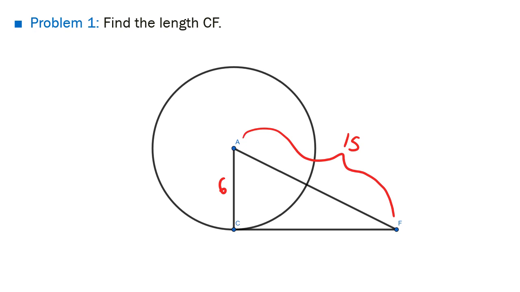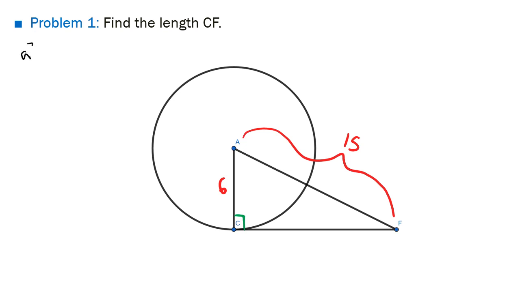All right, so now let's tackle problem 1. It says find the length of CF. Well, this is trying to get us to apply the idea that the radius, which is AC, is perpendicular to the tangent line CF, making this 90-degree angle. Therefore, if you want to find CF, you really have a right triangle. So we use the Pythagorean theorem to figure out what CF is.